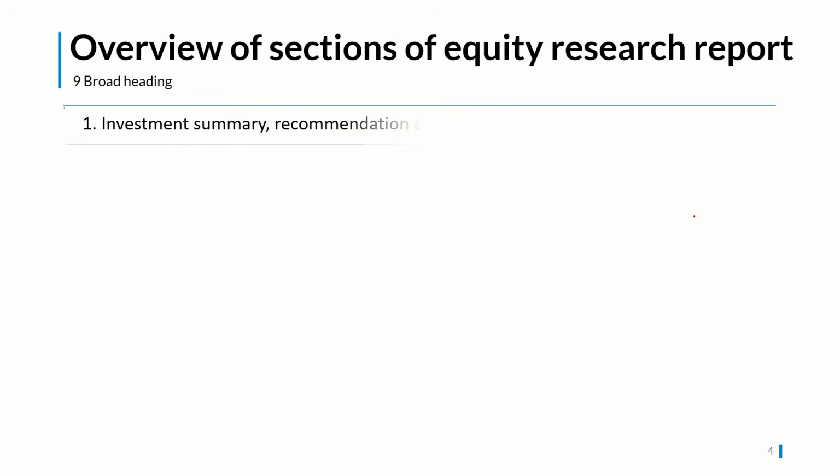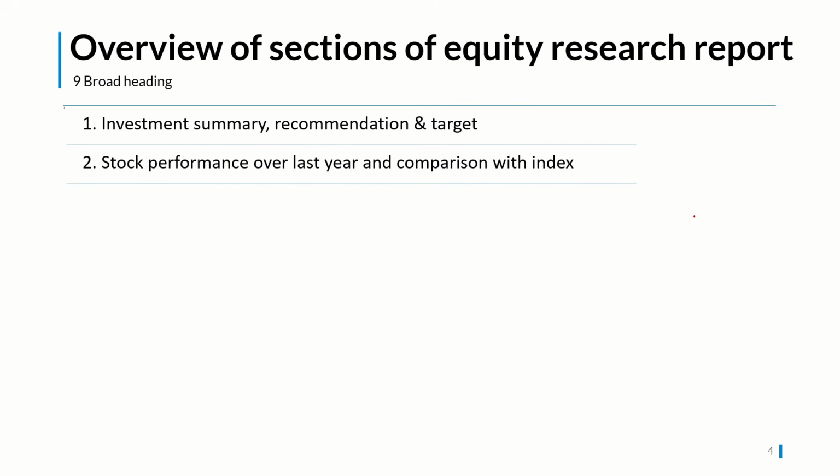Now let us talk about sections of an equity research report. Broadly, there are 9 headings in a particular equity research report. The first one would be eye catchers. So there will be investment summary, recommendations and target. If this interests you, then you can see the stock's last performance, last 1 year performance, last 5 years performance in comparison to the index, because ultimately your aim is to beat the index, right? Beat the passive investors.